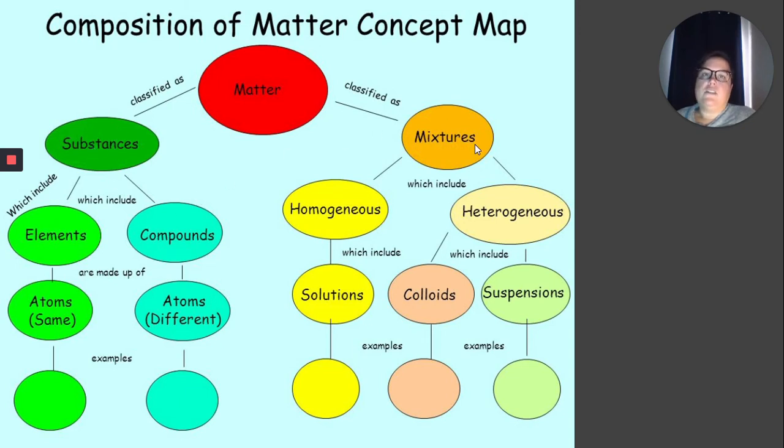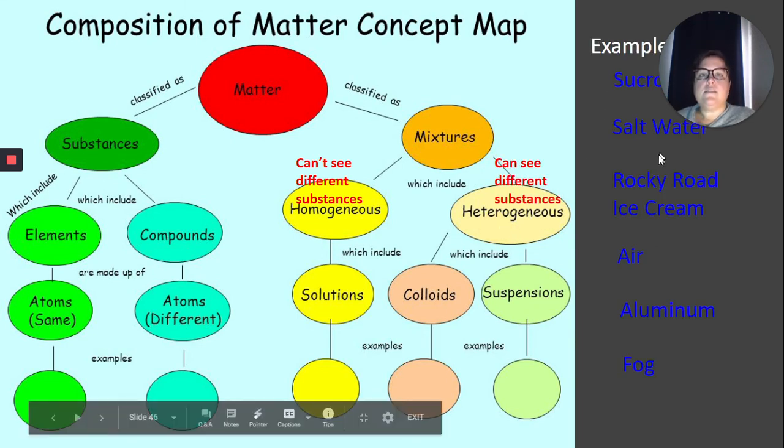Then you have mixtures. Mixtures, you have more than one substance put together. If they have the same look to it, you can't see one substance apart from another substance, then that's homogeneous. If you can see the different substances that make up that mixture, then it's heterogeneous. All right, so we have some examples over here, and we're going to place them in.